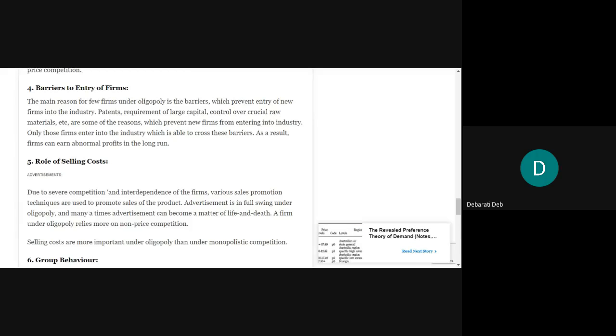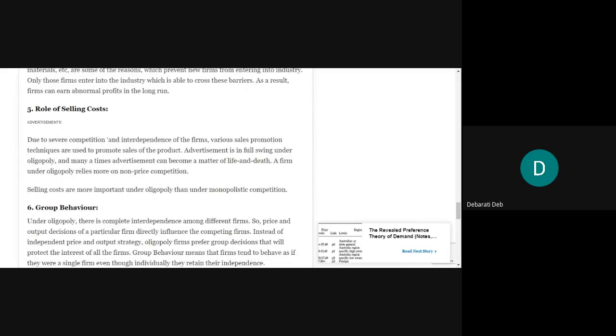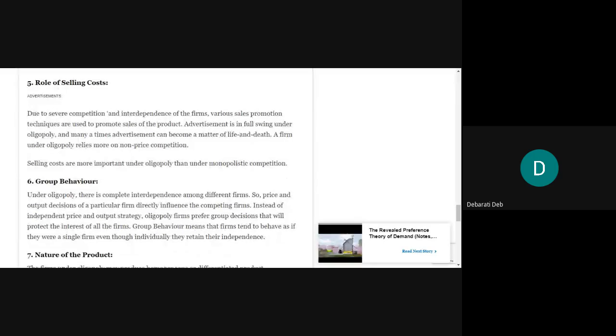Since there will be very few firms and there will be a restriction on the entry of new firms, it is a fact that in the long run there will be abnormal profits for the firms. Then, the role of selling costs.